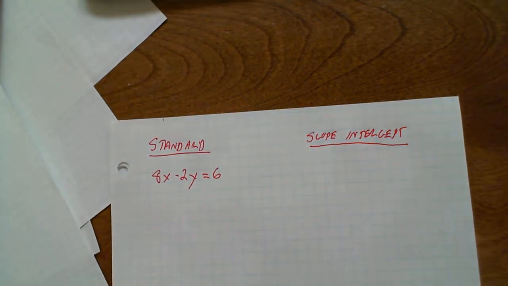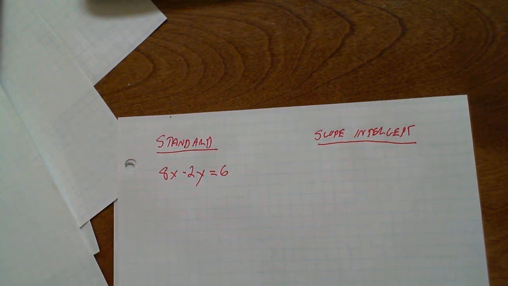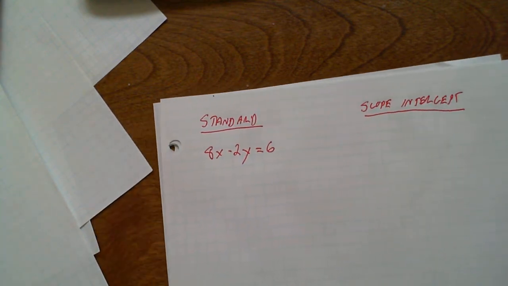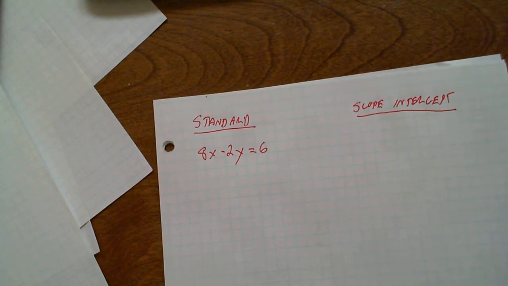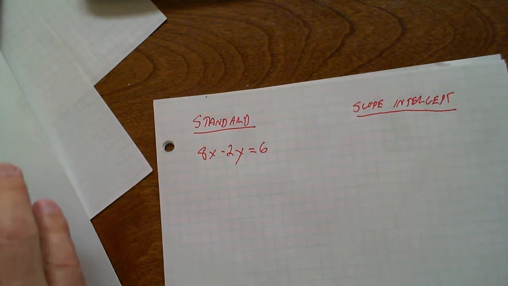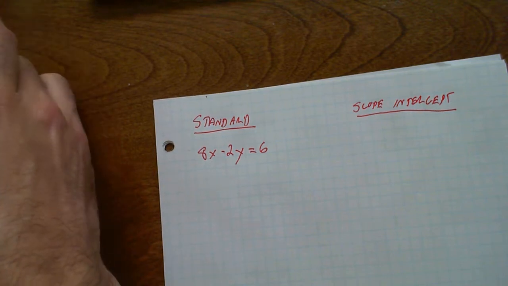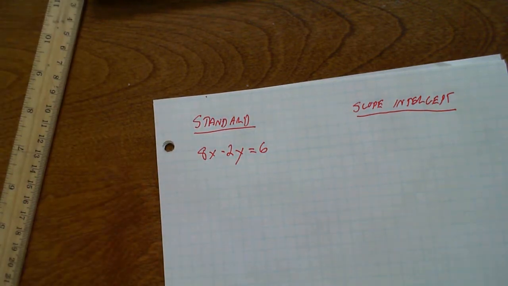Okay, here's the last one we're going to do, then we'll be done. Put it in slope-intercept form: 8x minus 2y equals 6. Go ahead and pause the video. Put it in slope-intercept form and graph it. Okay, here we go.